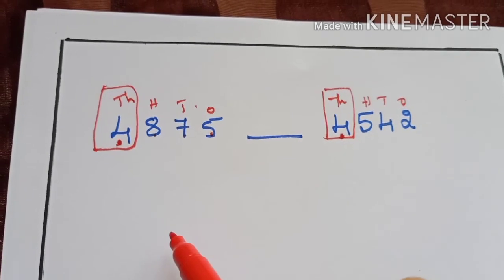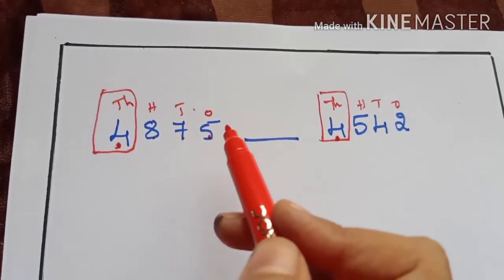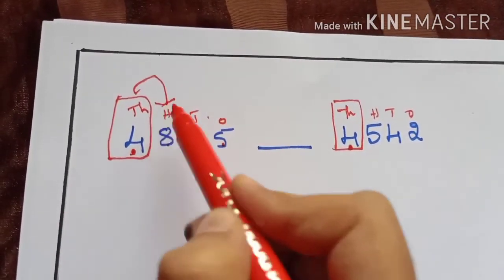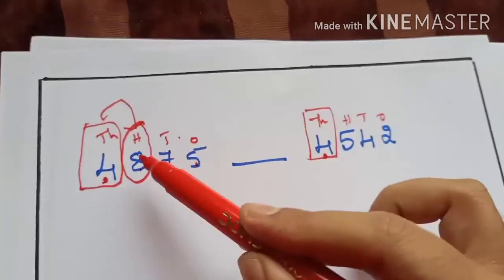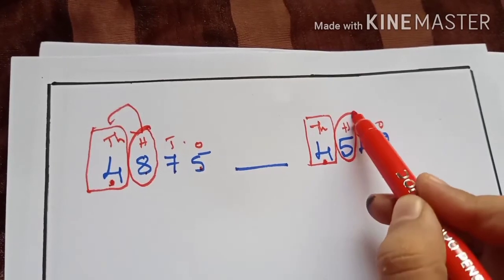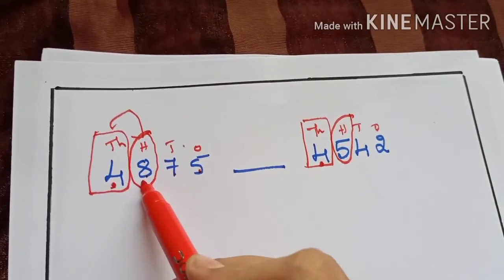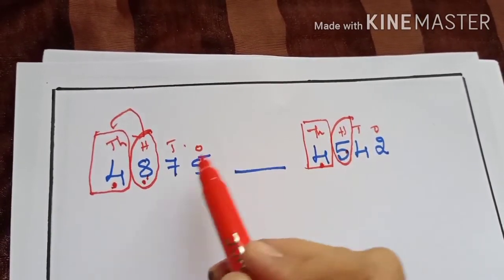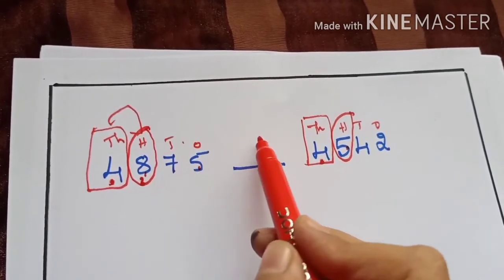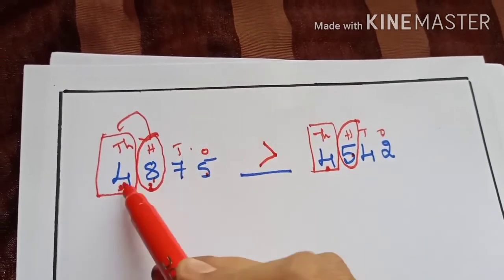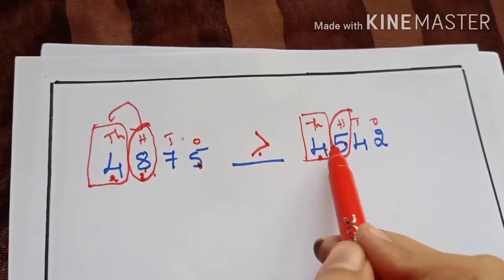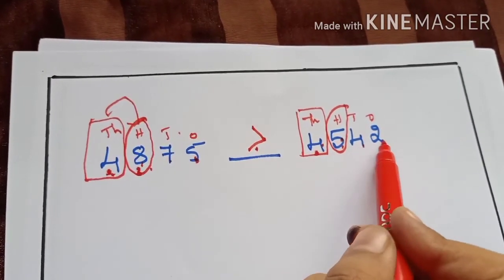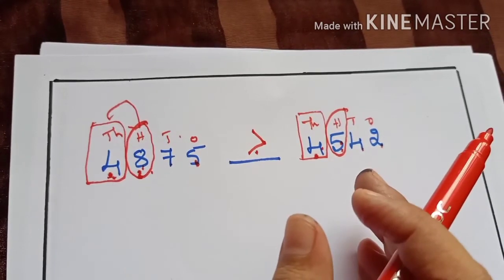What do we do then? We move to the next digit, that is hundreds place. See the hundreds place. Here it is 8 and here it is 5. Which is the bigger one, 8 or 5? 8 is the bigger number. So 4,875 is greater than 4,542. It is just a simple thing, dear students.